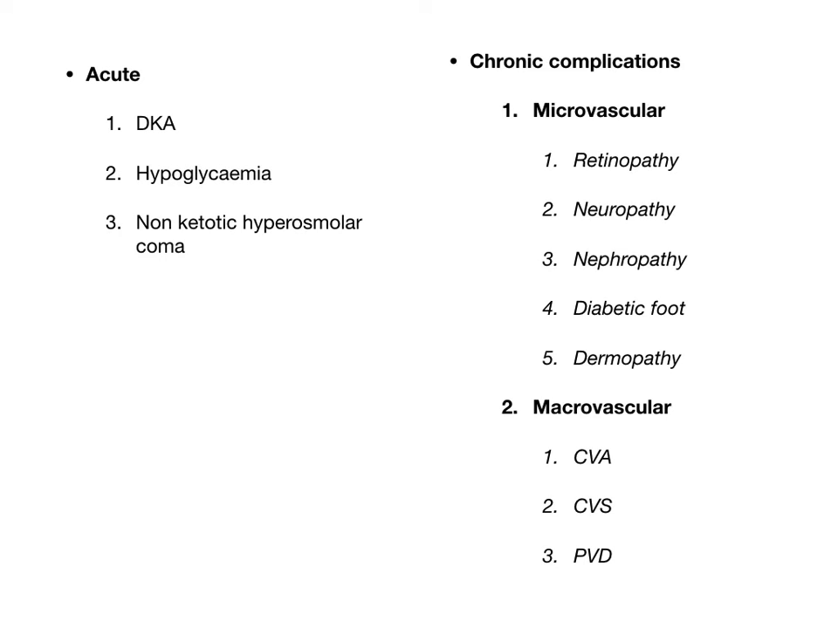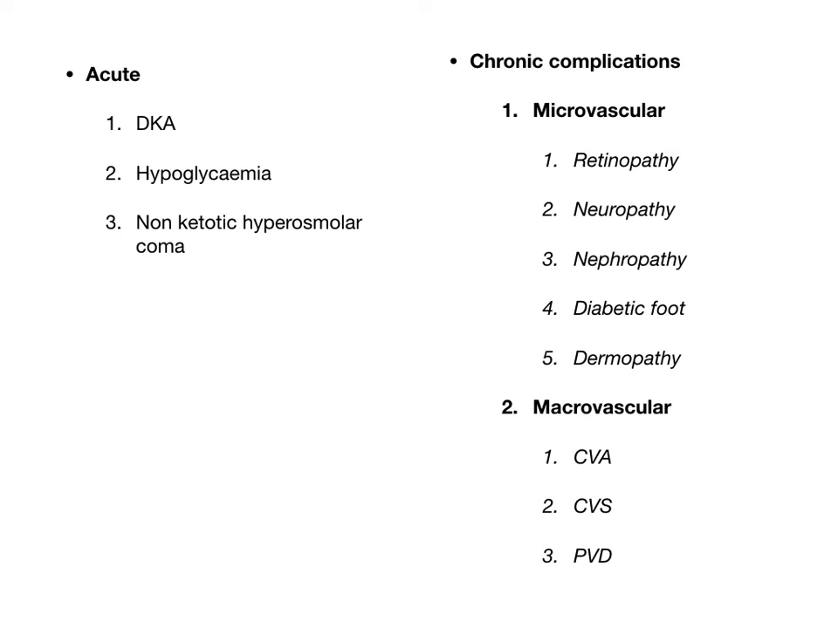Then the macrovascular complications: CVA. You ask from the history about any cerebrovascular events. In the cardiovascular system there is myocardial infarction, and peripheral vascular disease presents as claudication. So those are the macrovascular and microvascular complications. While you are taking the history to diagnose the patient, you have to take the history, examine, and do the relevant investigations to look for complications.